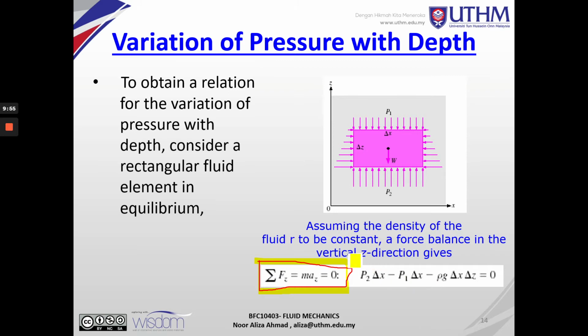The vertical balance in the vertical z direction gives, sorry, this is the y direction, okay, x direction, and the delta z here. For the weight of this fluid element, we use the density times g times delta x times delta z, and the sum is equal to 0.